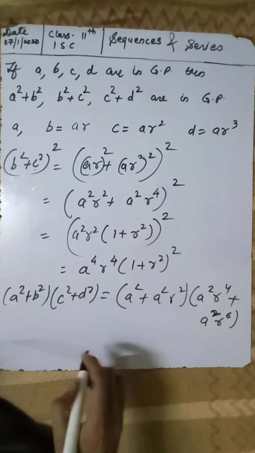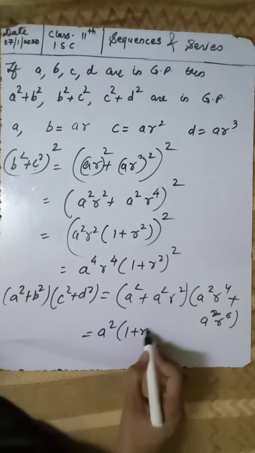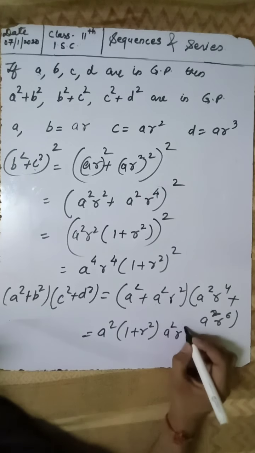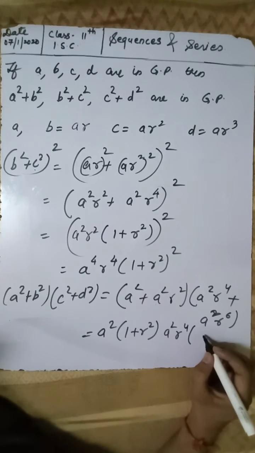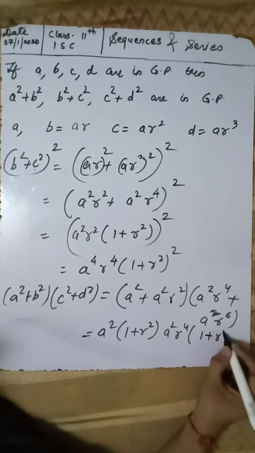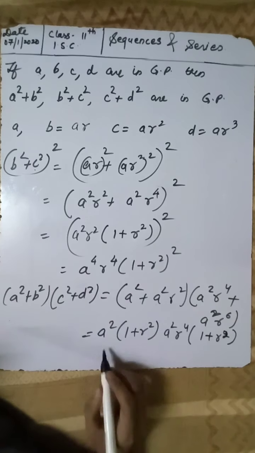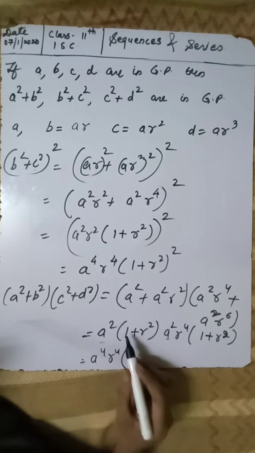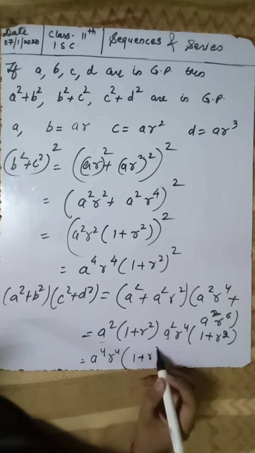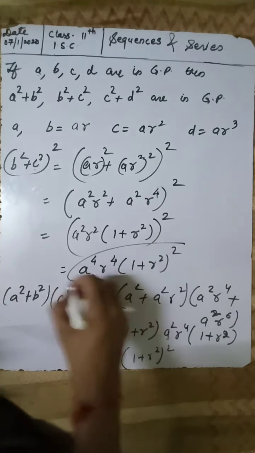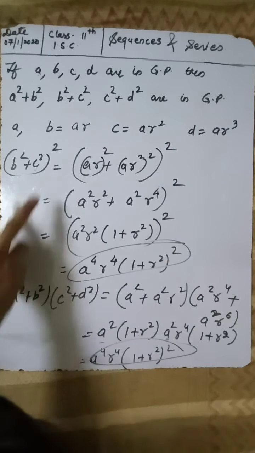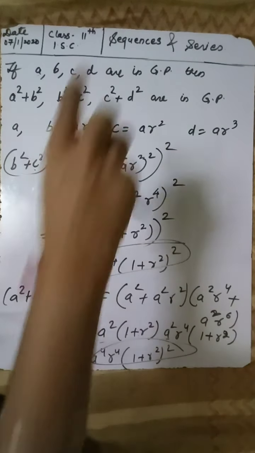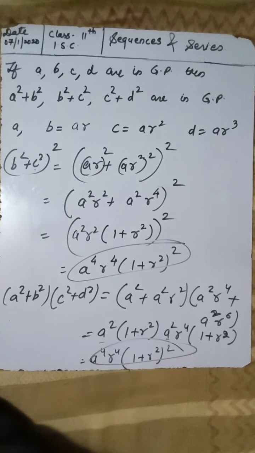Okay, from here what you can take common, a square, so you will be left with a square. From here you can take a square r to the power 4 common. Inside you will get 1 plus r square whole square. Now a square into a square, a to the power 4 r to the power 4, 1 plus r square, 1 plus r square the whole square. Now this quantity is equal to this quantity, hence these two are equal, and if these two are equal, this means these three terms are in GP. So like this you have to do.